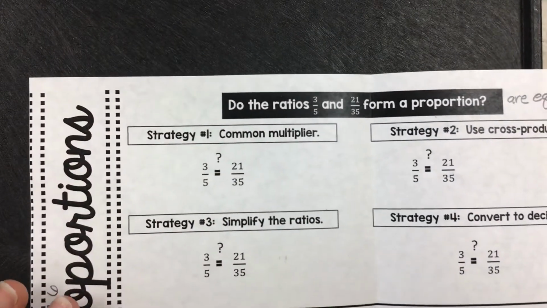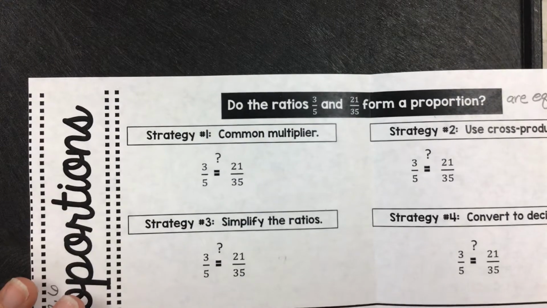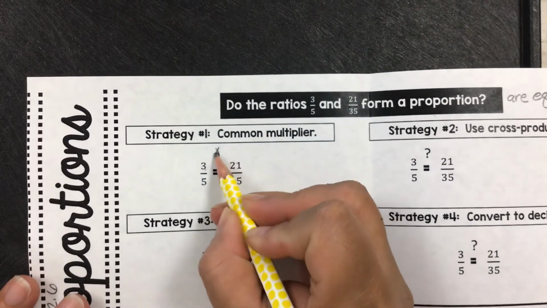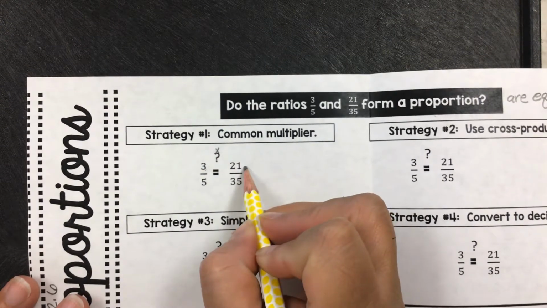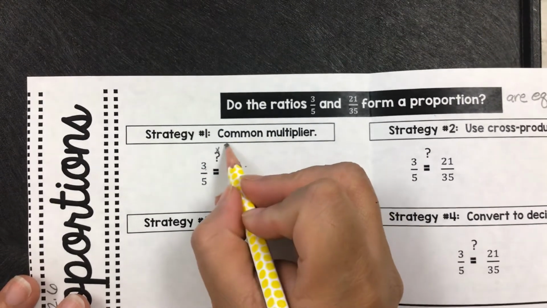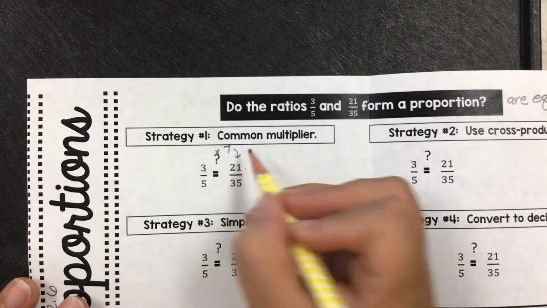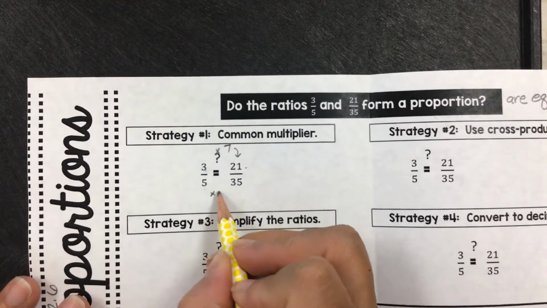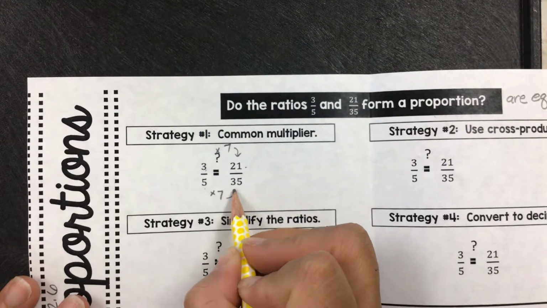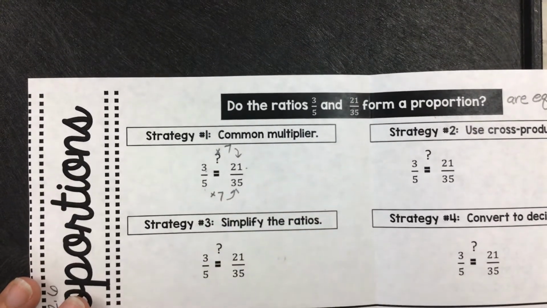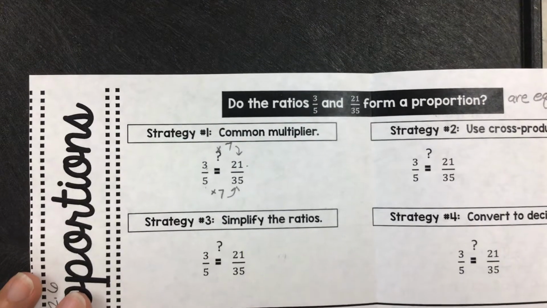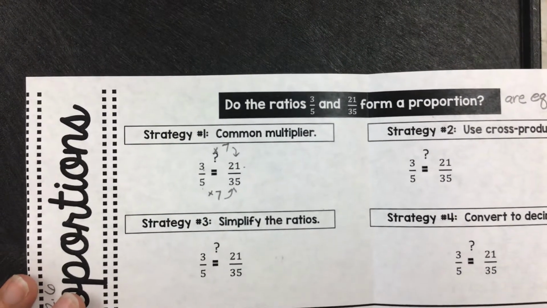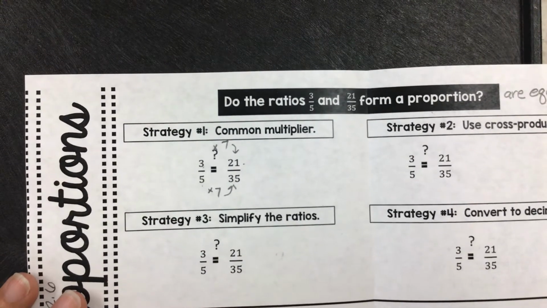Okay, the first strategy is to find a common multiplier. Common multiplier, what does that mean? 3 times something, does it give me 21? 3 times 7 gives me 21. 5 times 7, does that give me 35? It does. So that's how we can say that they're proportional, because they have a common multiplier. They have a number that they're multiplying in common.